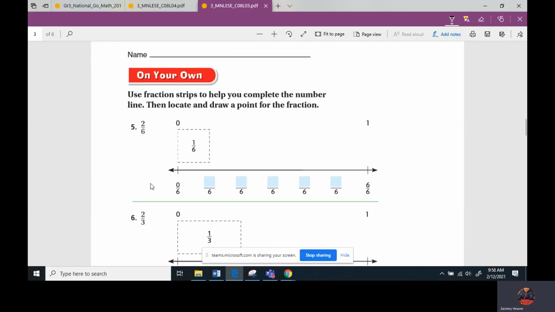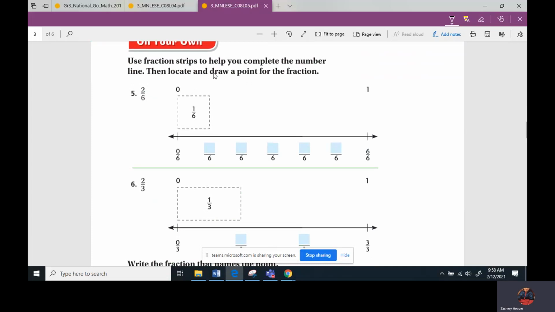This one says on your own. It says use the fraction strips to help you complete the number line. Well, draw a point for the fraction. So it wants us to find 2/6. So I know I have 0/6, 1/6, 2/6, 3/6, 4/6, 5/6, and 6 out of 6, which equals 1. And let me use my fraction square to help draw this. There's 2 pieces, 3 pieces, and they're not exactly equal, but I'm getting as close as I can. I hope you try too.